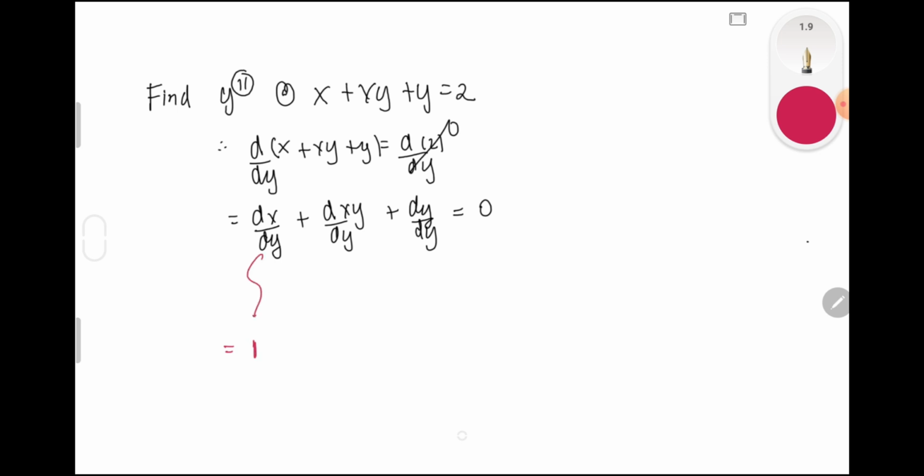And the derivative of xy with respect to y, we will use our product rule. Wherein, our u will be equal to x and our v will be equal to y. So using the formula, our u dv plus v du, syempre with respect to x. Okay? So from this, we'll have plus u which is equal to x multiplied by the derivative of v which is equal to y, so dy over dx plus v which is equal to y multiplied by dx over dx, so plus our dy over dx equals 0.